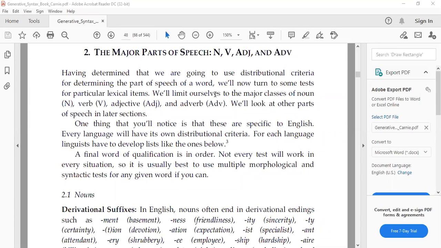If you know that this word is a verb, then automatically you know that this word cannot be the subject, because verbs cannot be in subject positions.